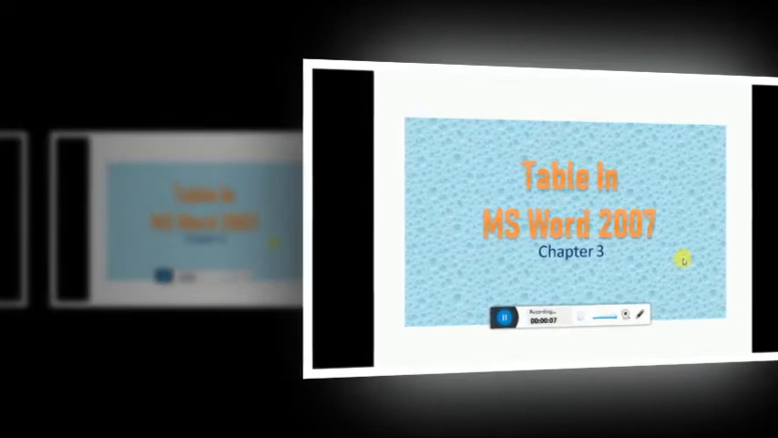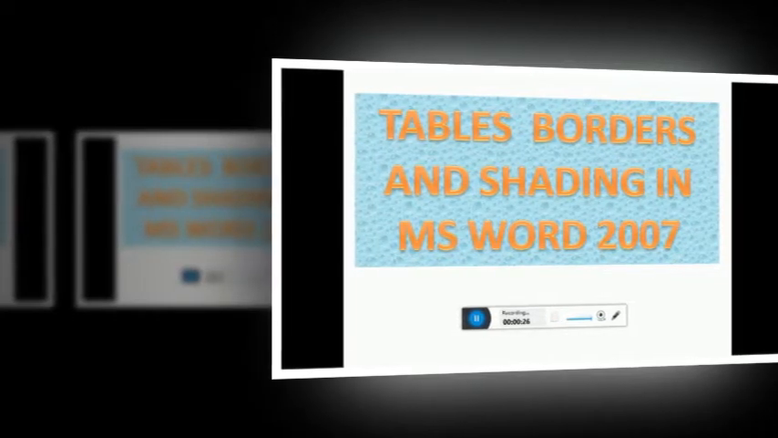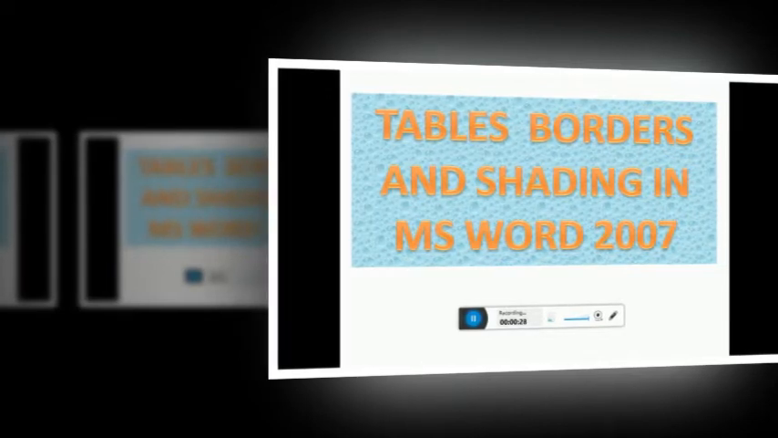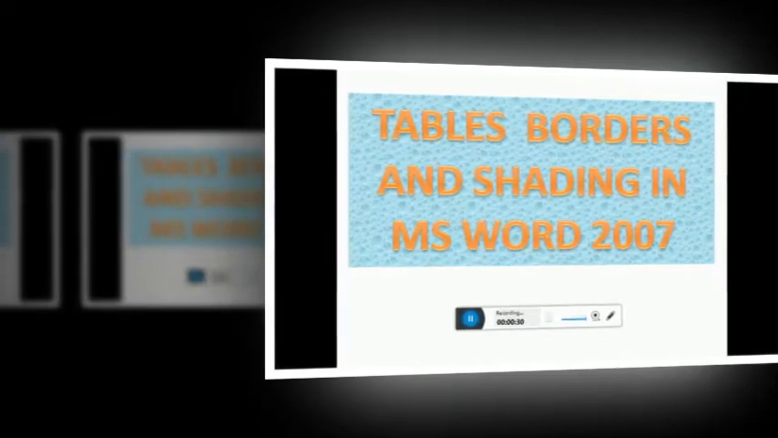So today we are going to continue our previous chapter, chapter number 3, tables in MS Word 2007. Today in this chapter we are going to learn how to add borders and shading in MS Word 2007. Now, tables, borders and shading in MS Word 2007.